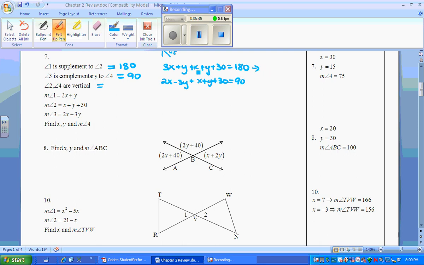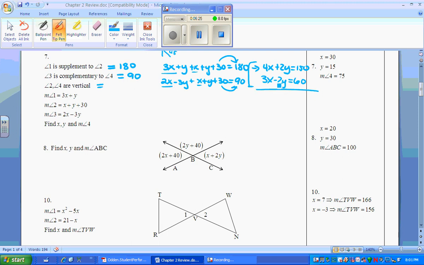Let's simplify this. If we simplify this side, the 3x and the x make 4x. We have y and y, so plus 2y. And this side has 30, but we want to move it over here, so we subtract that over, and we're left with 150. Second one, we have 2x and x, so that's 3x. Negative 3y and y, so that's negative 2y. The 30 can't stay over here, it has to go over here, so we subtract it over, and then that equals 60. So this is the system we are going to solve right here.